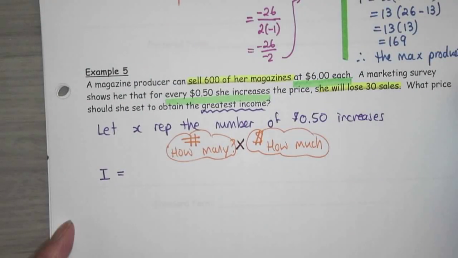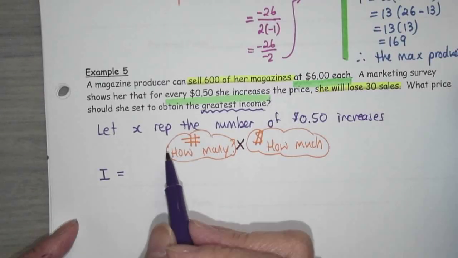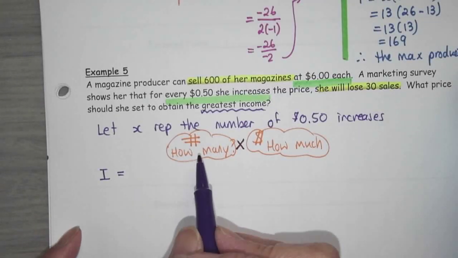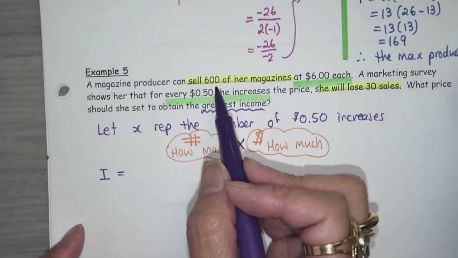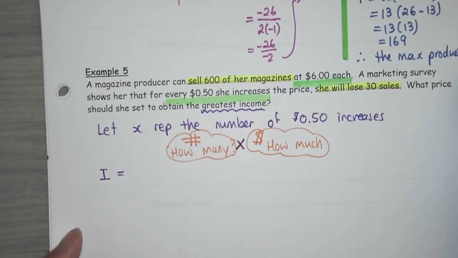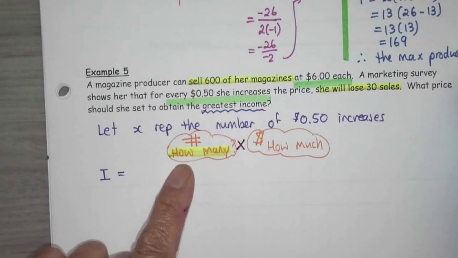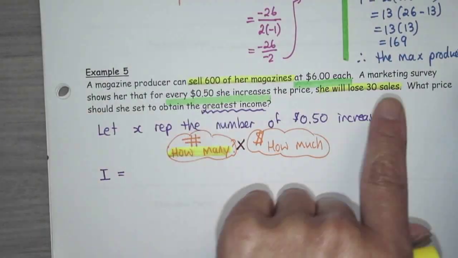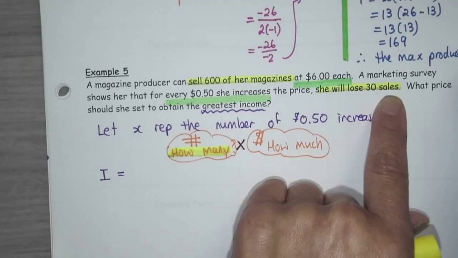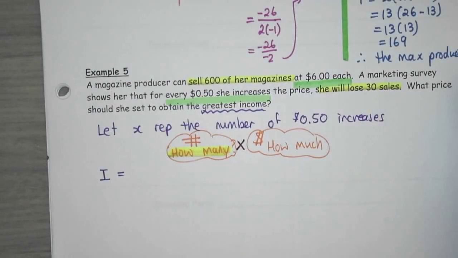My income is going to be the number of sales I have of the magazines. So I get the number from the yellow. So this I'm grabbing here. So how many is the yellow part? 600 magazines, she's losing 30 sales. Does that make sense? So I go number, and then the sales.